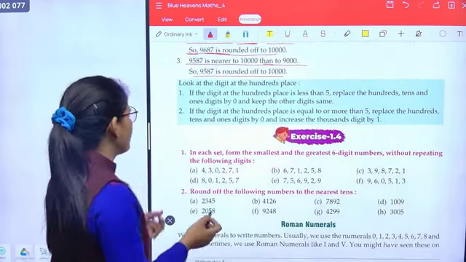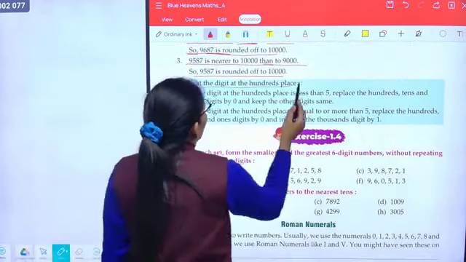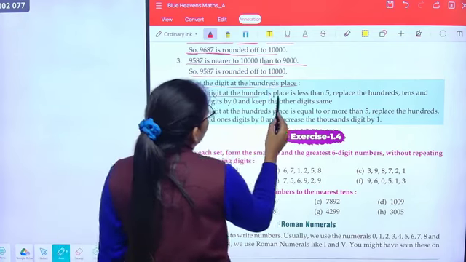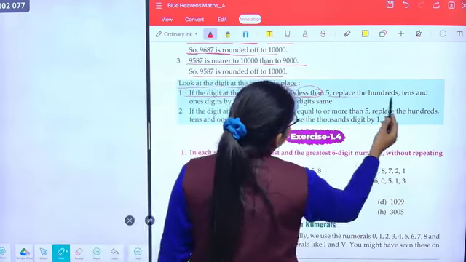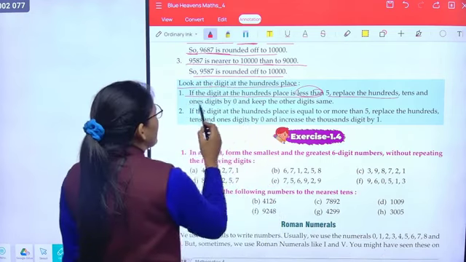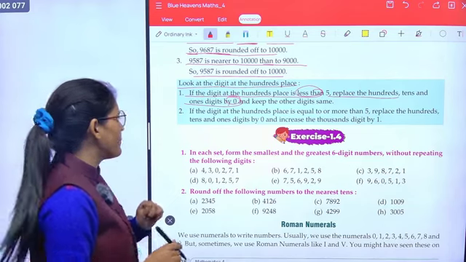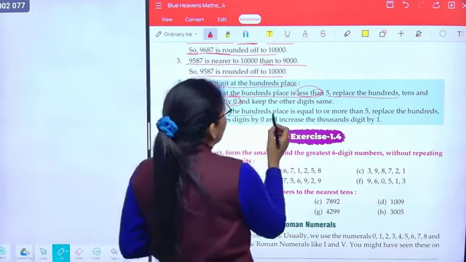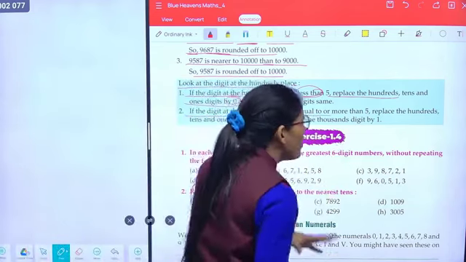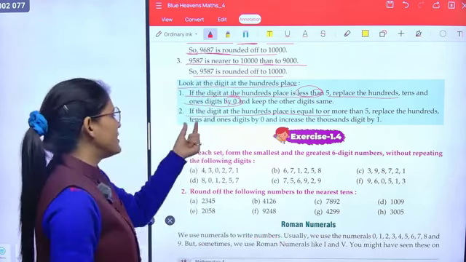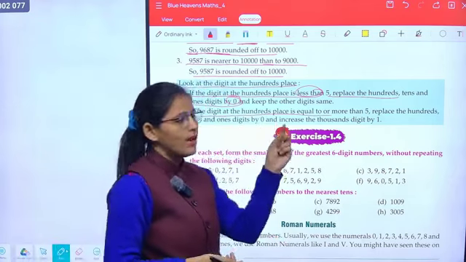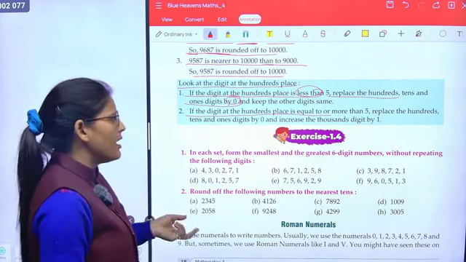Look at the digit at the hundreds place. If the digit at the hundreds place is less than 5, replace the hundreds, tens and ones digits by 0. Keep the other digits the same. Similarly, if the digit at the hundreds place is equal to or more than 5, replace the hundreds, tens and ones digits by 0 and increase the thousands digit by 1. Understand?